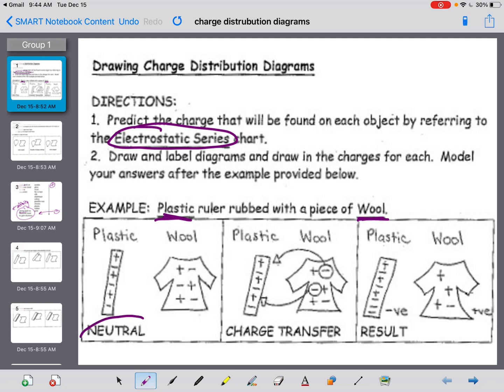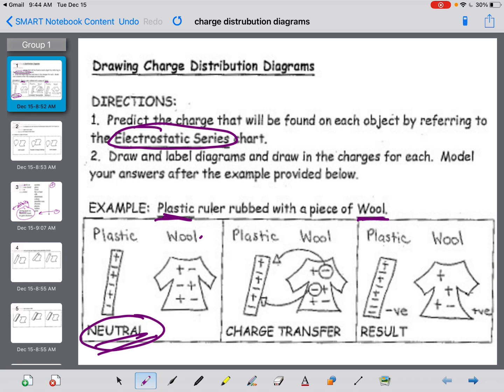At the start, you always begin with both items being neutral. Okay, notice that I'm labeling the things as well. I have to say what is plastic, what is wool. Now when you're doing your diagrams, it's important to be consistent. So I've used here 3 positive symbols and 3 negative symbols. Same for both. So right now there's equal number of positive and negative symbols, which means they're both neutral.